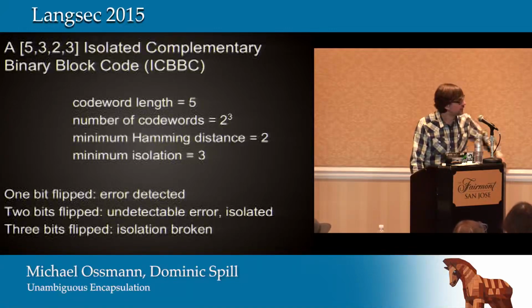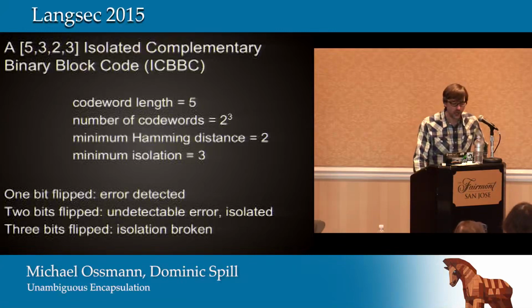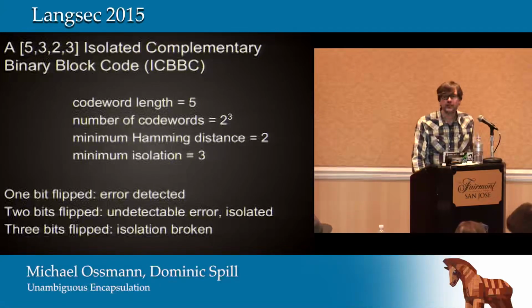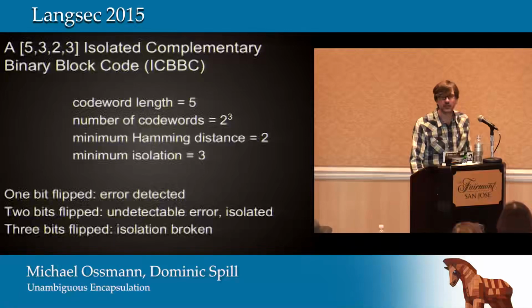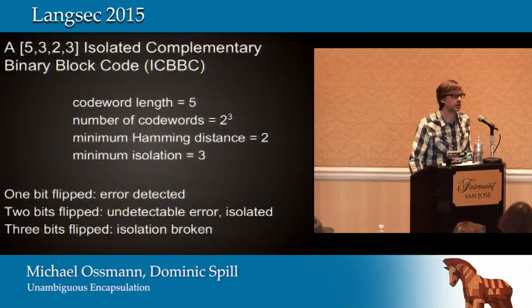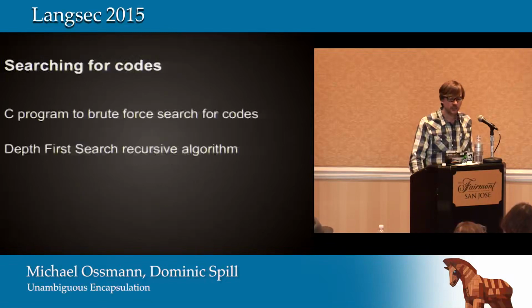And in this case, if you look down at the bottom here, 1 bit flipped gives you a detectable error. 2 bits flipped gives you an undetectable error, but it is isolated. And you have to have at least 3 bits flipped in order to have something incorrectly decode as the other subcode.